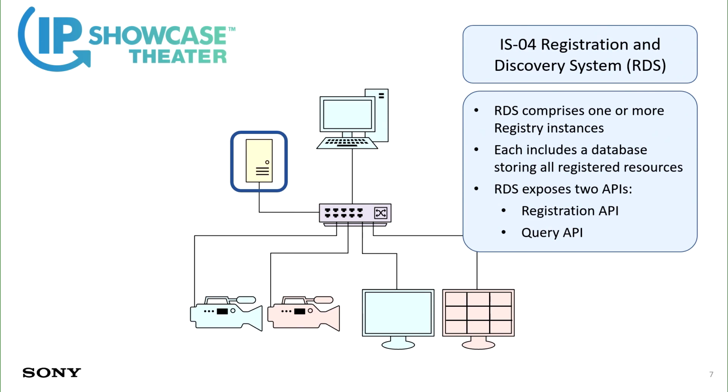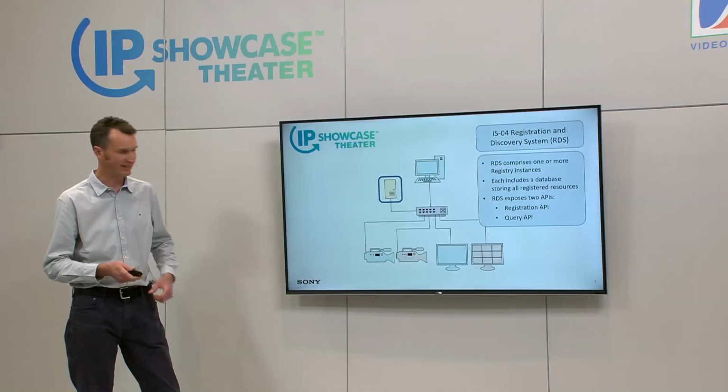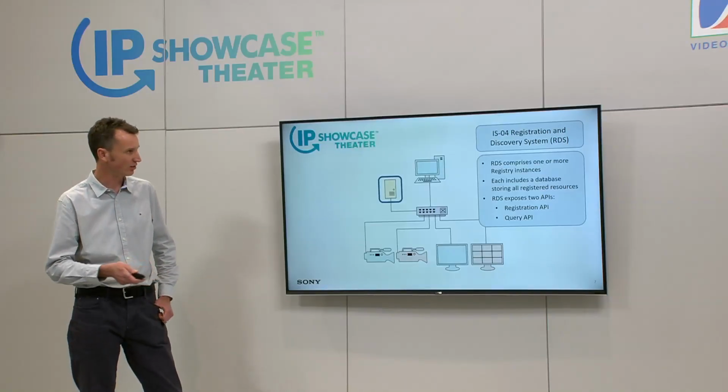And then key to IS-04 is the registration and discovery system, the RDS. This can comprise one or more registry instances, each of which includes a database storing all the registered resources on the network. The RDS also exposes 2 APIs, the registration API and the query API, and I'll go into those in a bit more detail in a short while.